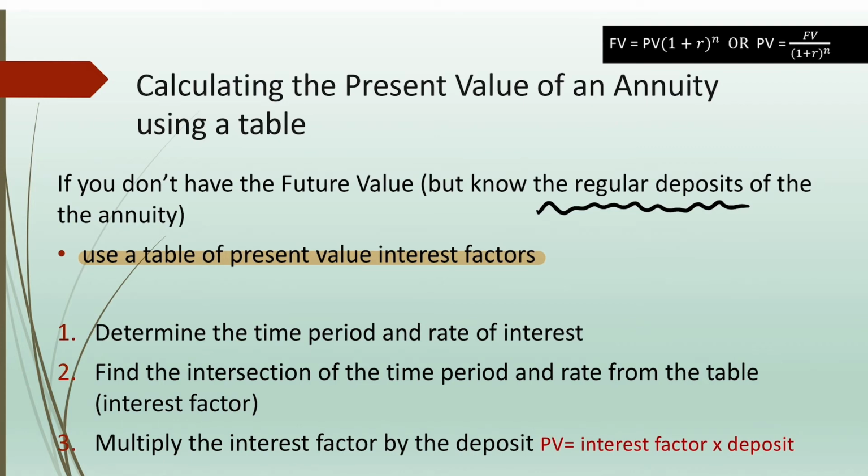In the previous lesson, we used a table of future value interest factors, and the process in this part of the topic is exactly the same. We determine the time period and rate of interest. We find the intersection point in the table to get the interest factor, and then we multiply. So the present value is going to be found by multiplying the interest factor by the regular deposits.